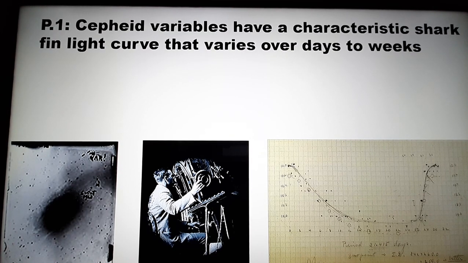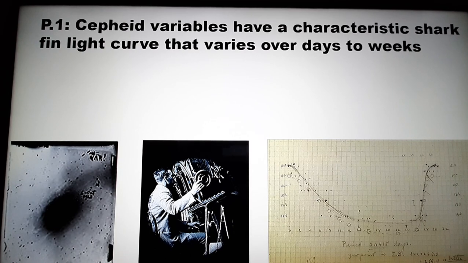Henrietta Leavitt had already studied Cepheid variables, and we knew that Cepheid variables have a characteristic shark fin light curve that varies over a period of some number of days to some number of weeks. So that's a major premise. It's true for all Cepheid variables.